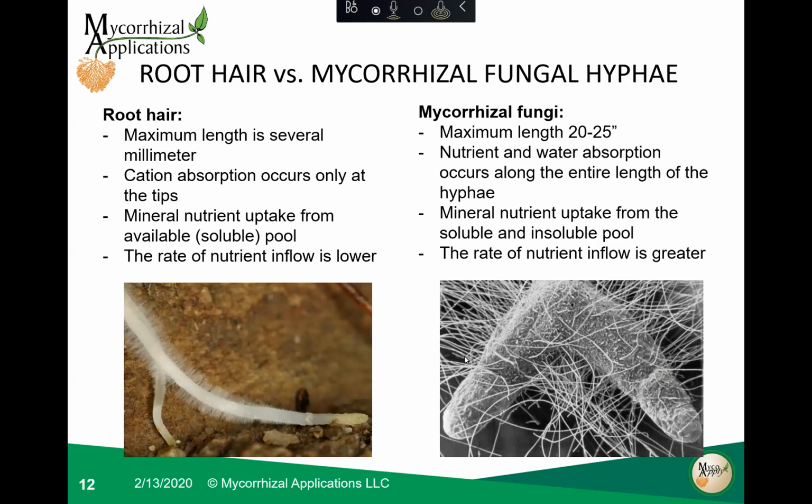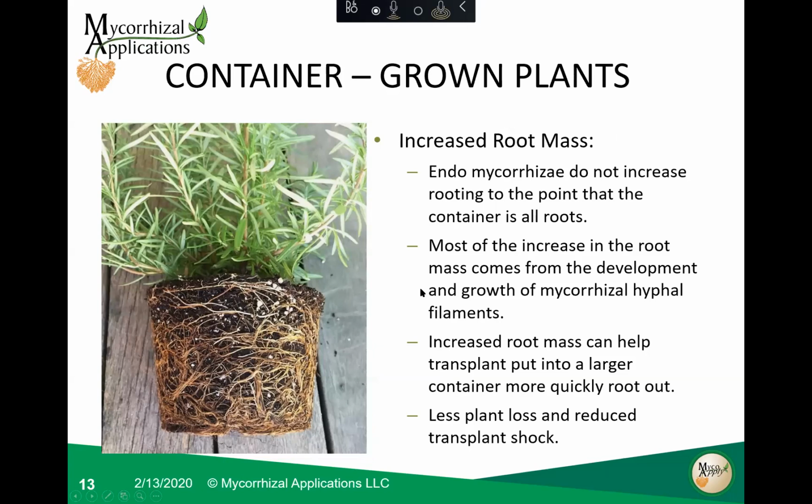So some of the benefits are going to be found in our container grown plants. You're going to be looking at an increased root mass. It's not going to cause the plant to form a root ball and become root bound. It's actually going to help the plant not become root bound. And it also reduces the transplant shock when you are planting those container grown plants, whether it be in another basket or into the field.